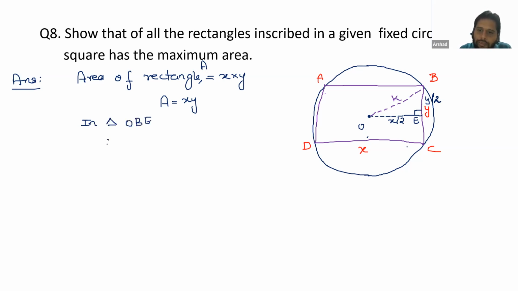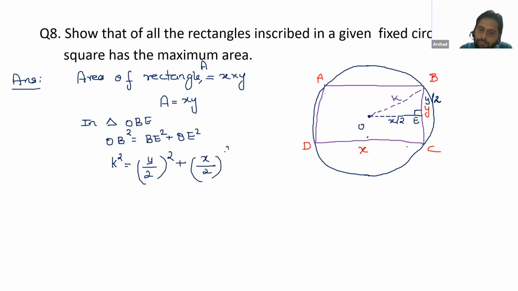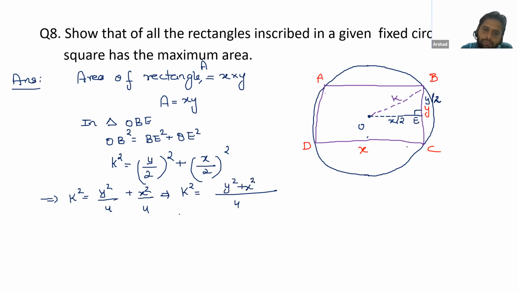we can say that OB square is equal to BE square plus OE square. Now, what is OB? It is k, so k square is equal to BE, which is (y by 2) square, plus OE, which is (x by 2) square. So we get k square is equal to y square by 4 plus x square by 4. Taking the LCM 4, k square is equal to (y square plus x square) by 4. Cross multiplying, we get 4k square equals y square plus x square.